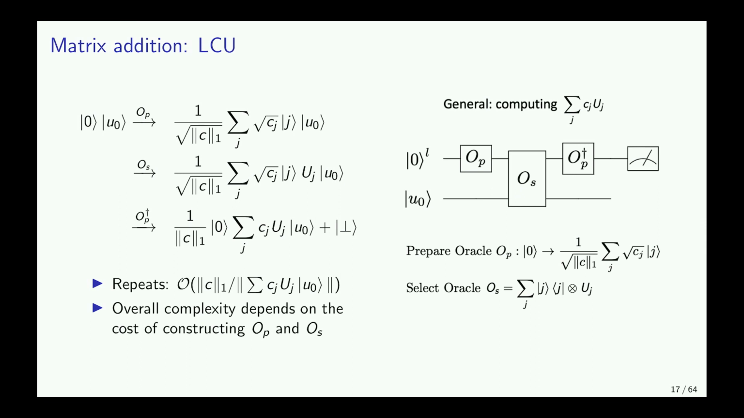As I mentioned, we start with 0, U0. If we apply the prepare oracle, then we are creating some superposition in the ancillary register. Imagine that in the toy model, we have a superposition between 0 and 1, but here we have a general superposition. Then we apply the select oracle, which means that we have j in the ancillary, then we apply Uj. And then we apply this OP dagger, the inverse of this unitary, and we will get something like this.